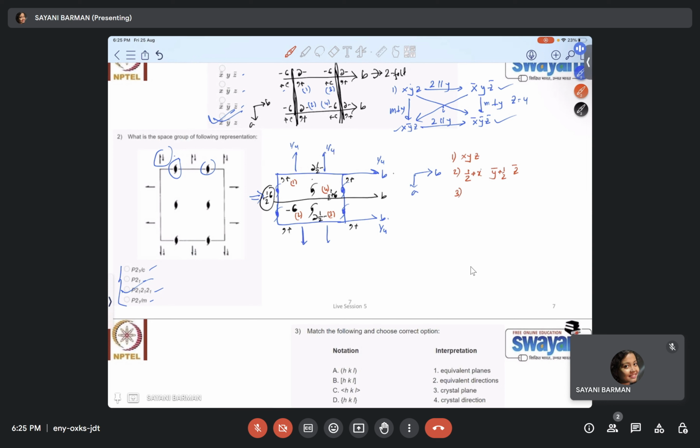Similarly, for the three-fold rotation, the equivalent point would be Z bar plus half, and the fourth one is X bar plus half, Y bar plus half, Z. These are the four equivalent points of this P2 1 2 1 2 1.